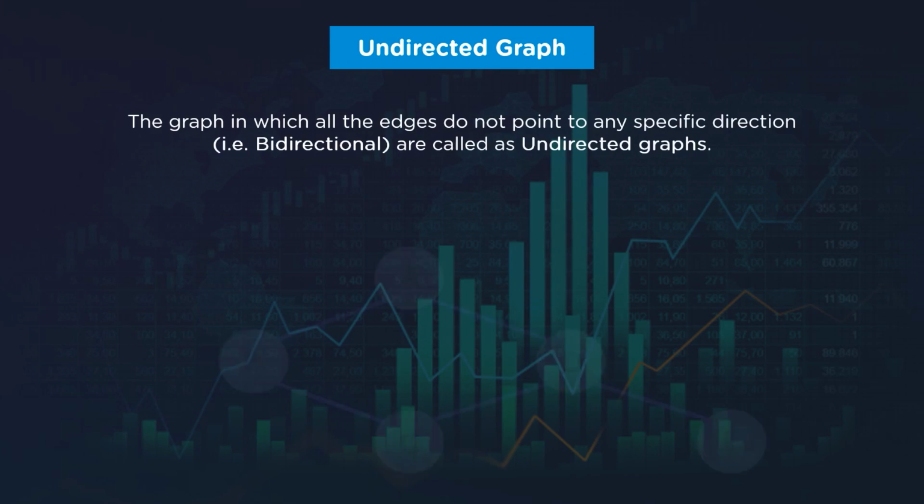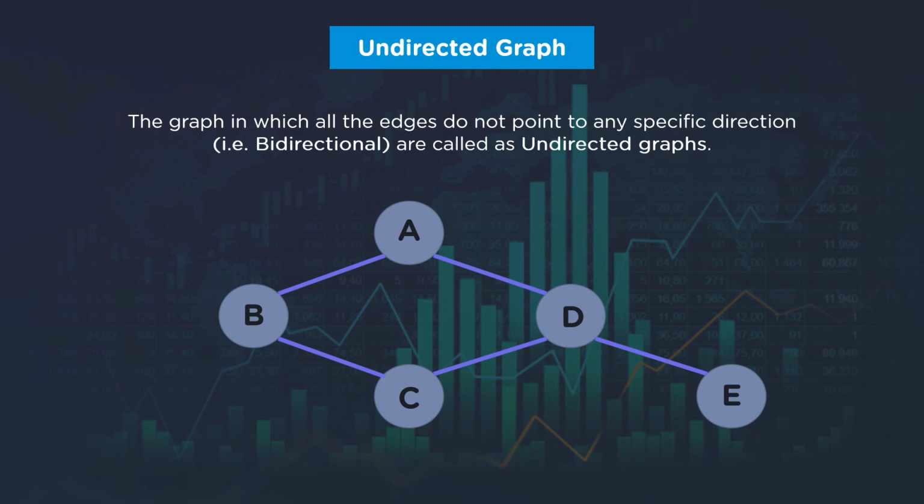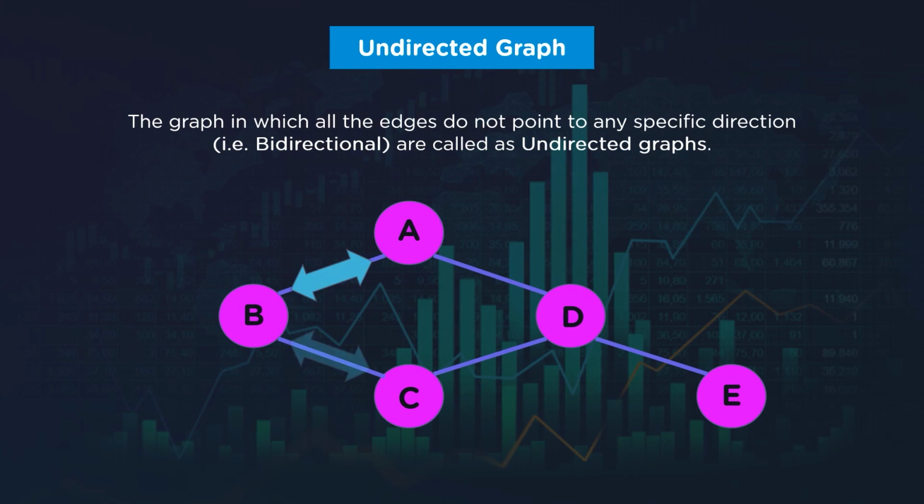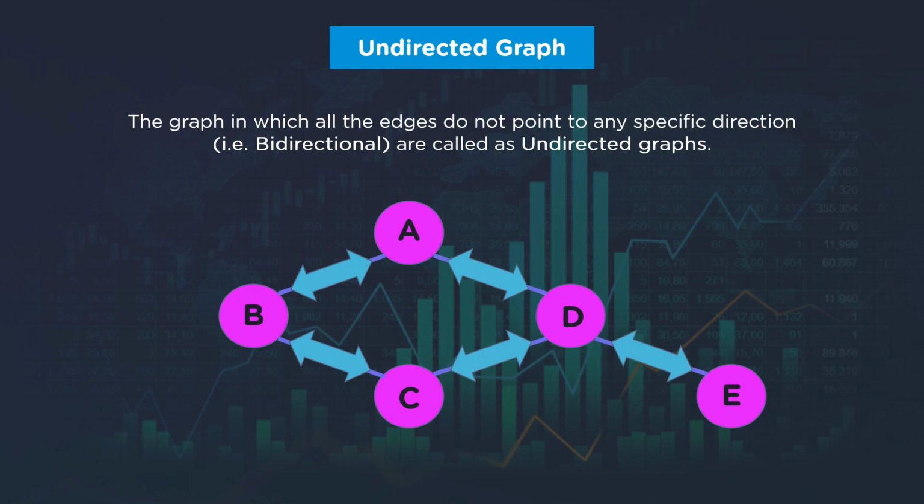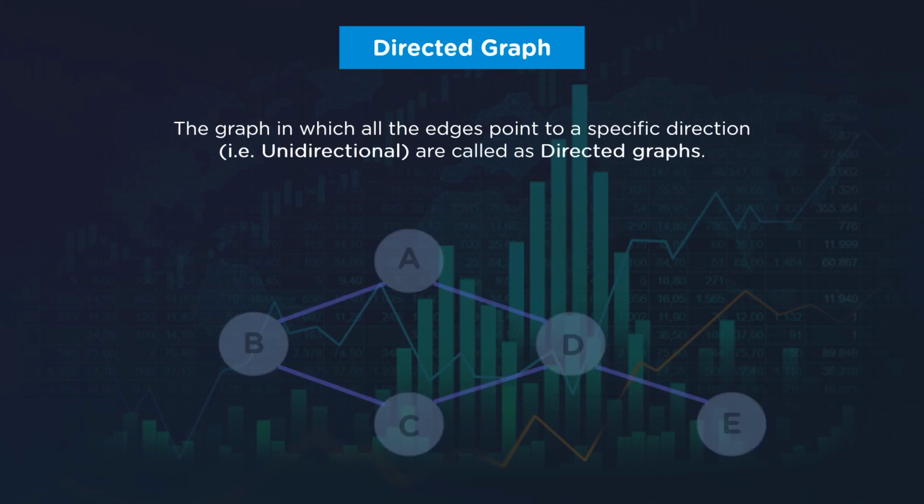The first type of graph that we are going to discuss is the undirected graph. It is termed as a graph in which the edges do not point in any specific direction. In simpler words, all the edges of this graph will be bidirectional. As you can see in this particular graph, you can move from any node to any other node and retrieve back as well.